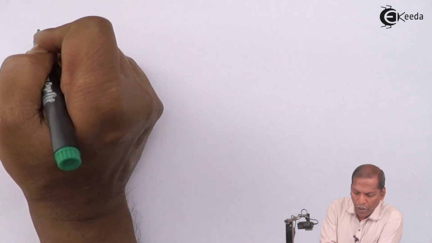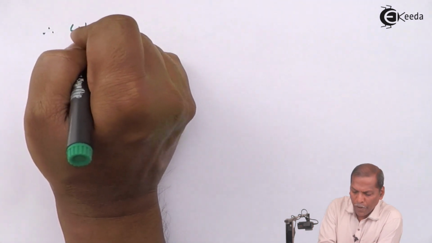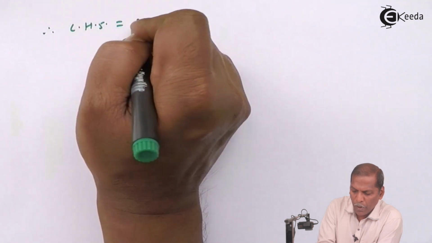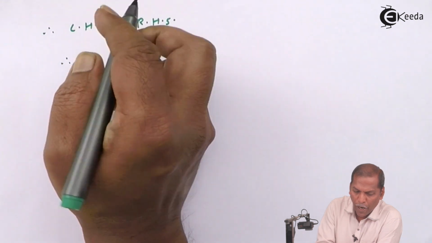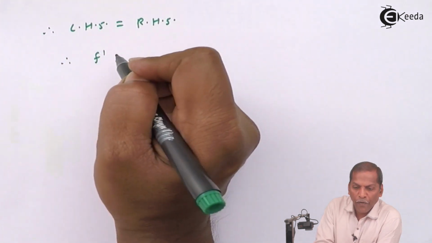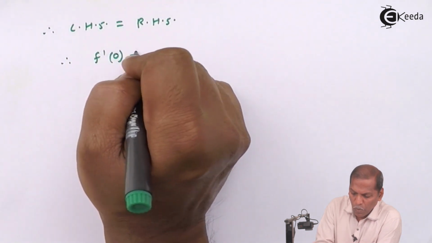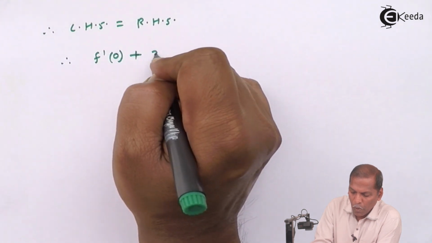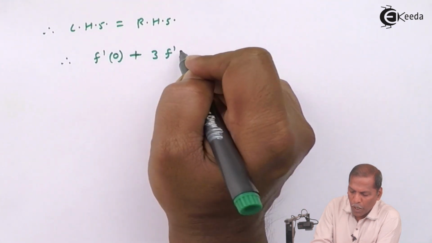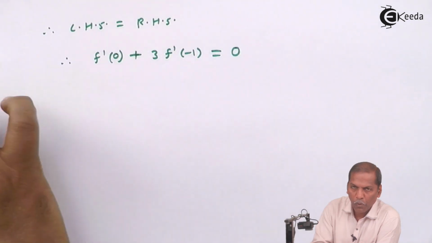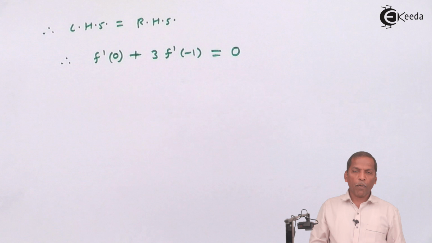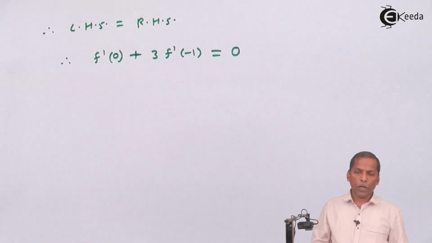So in this way we prove the left hand side is equal to the right hand side, and therefore finally f dash 0 plus 3 into f dash minus 1 is equal to 0. So this is the required solution for the given problem.